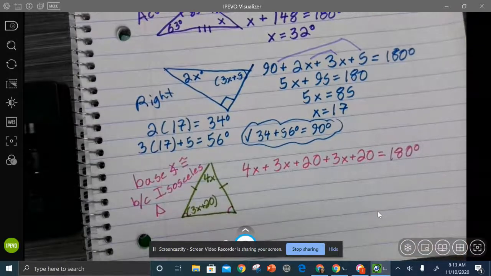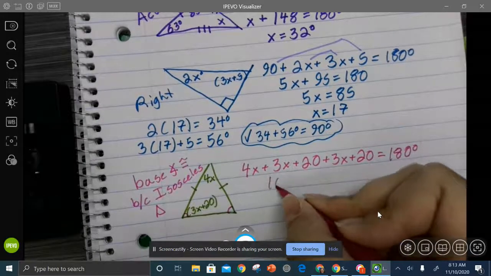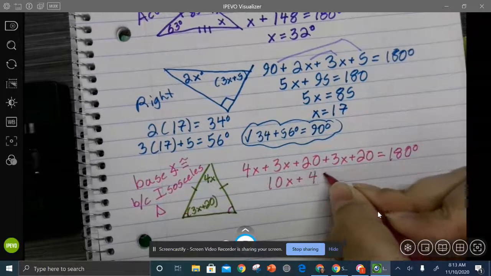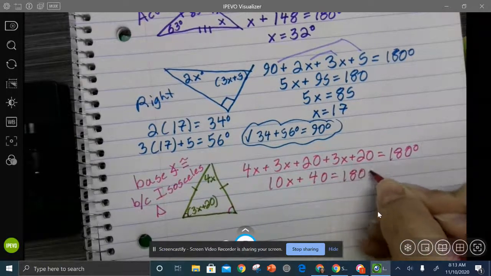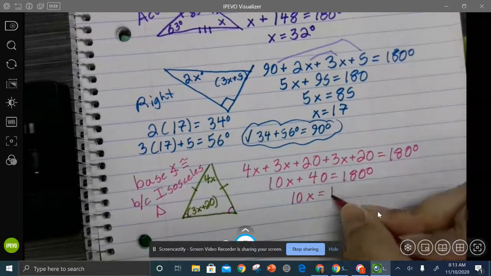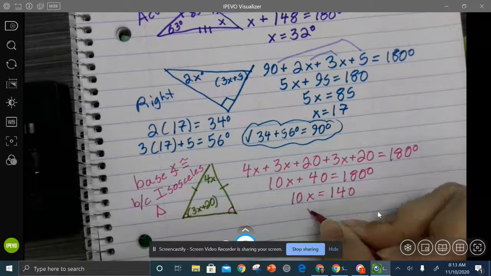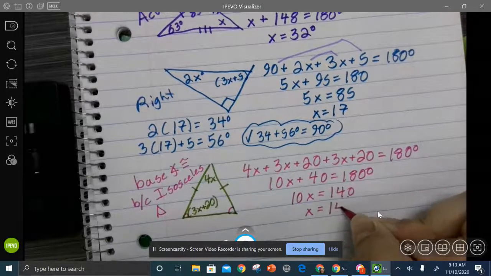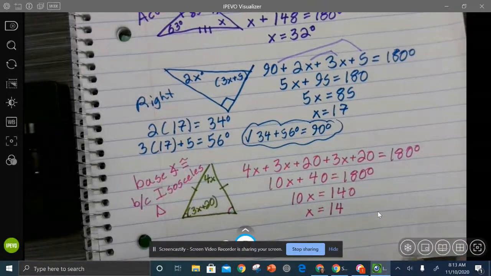So we're going to combine like terms. So we get 10x plus 40 is equal to 180. Subtract 180 minus 40. 140 divided by 10 is 14. Okay, everybody.